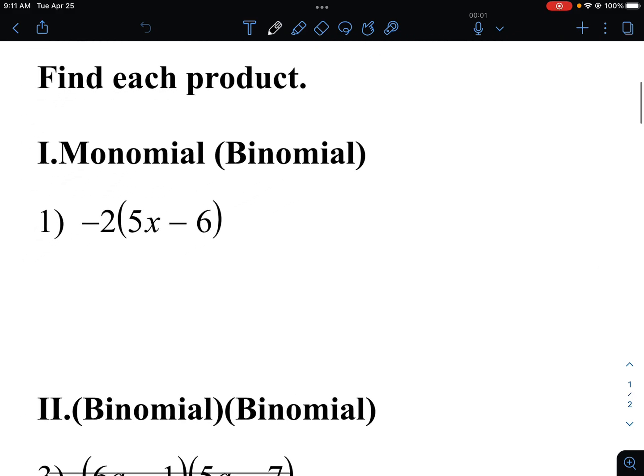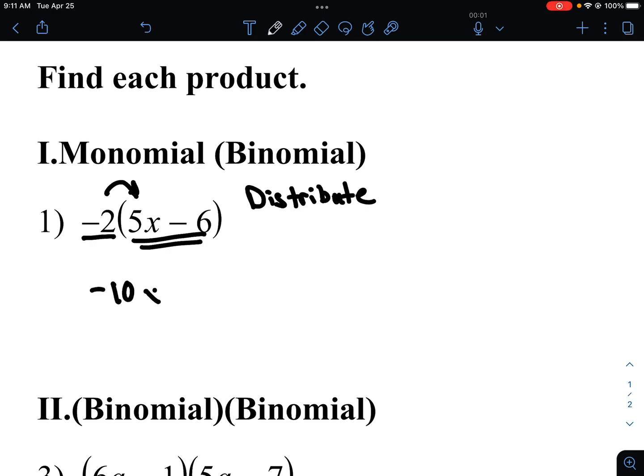Really not too bad. Our first example here is a monomial. Remember, that's one term, like the -2, times a binomial, which is something with two terms. And simply put, it is like our distributive property. So you're just going to distribute and multiply. This would be negative 10x, and negative times a negative plus 12. And there's your answer, multiplied and distributed.